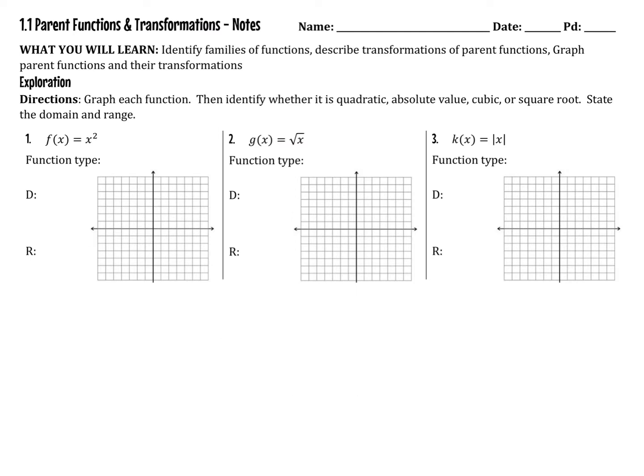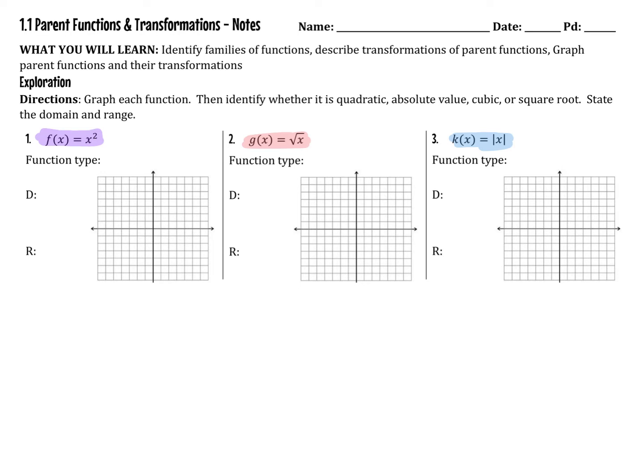Okay, so what we're going to focus on is identifying families of functions, describing those transformations, and graphing the parent function and their transformation. So a parent function is just the most basic form of a function, and you can see a few parent functions here. We have the quadratic parent function, f of x equals x squared, or y equals x squared. We have the square root function, g of x equals the square root of x. And we have the absolute value function, k of x equals the absolute value of x. And these are just three of many different types of parent functions.